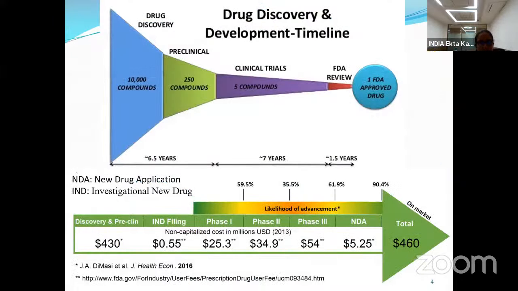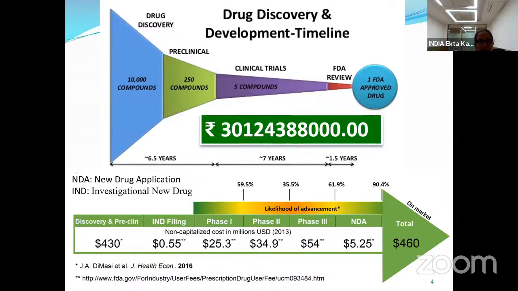If we look at the process of drug discovery and development, the timeline for the discovery of a single molecule is very large, up to 15 years minimum. If we start with around 10,000 compounds, we are just left with one FDA approved drug at the end of 15 years. If you count the number of zeros in the amount written, it is actually too large an investment to start with a new compound, new molecule, or new chemical entity, NCE as we call it.